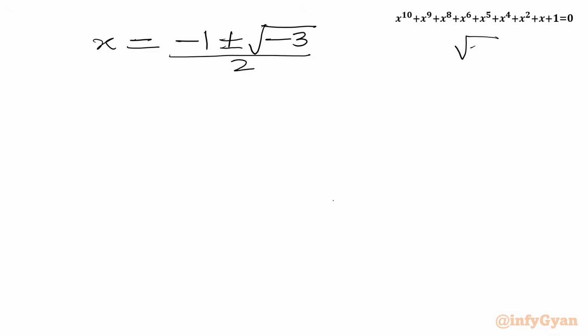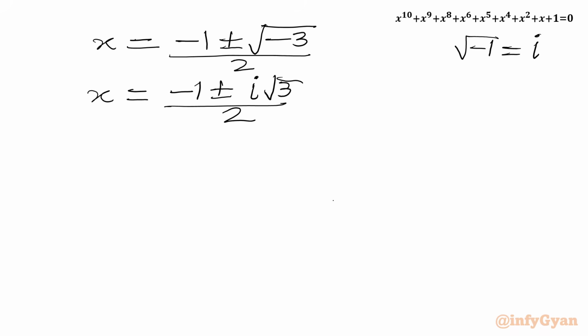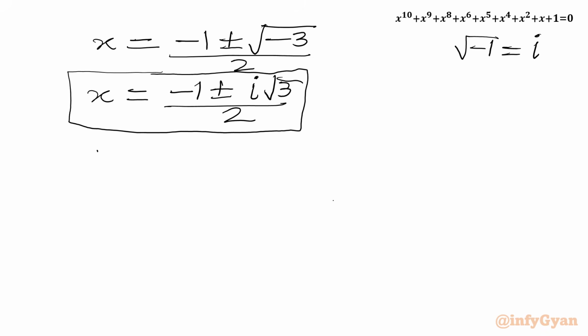Now we know that square root of minus 1 is the complex number i. So we will get x equal to minus 1 plus minus i square root 3 over 2. So we have the first two complex solutions. Now we have to solve the degree 8 equation: x power 8 plus x power 4 plus 1 equal to 0.